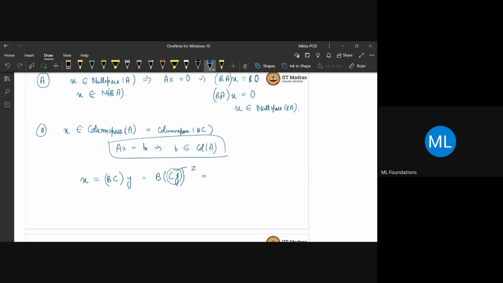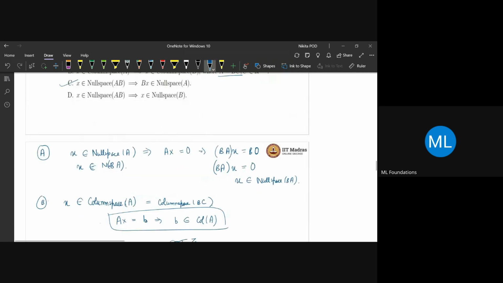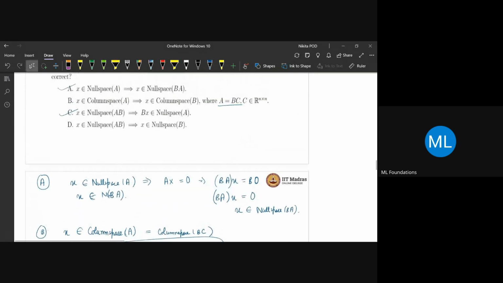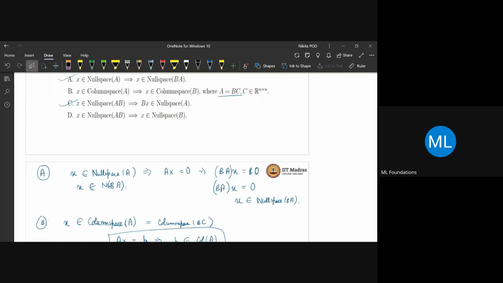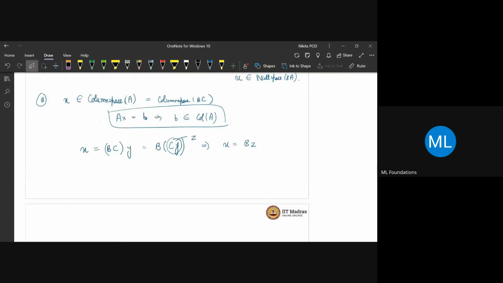So what we're saying is X equals BZ, right? And we wanted to prove that X belongs to the column space of B. So if we can write X to be B times the vector Z, it means X belongs to the column space of B.